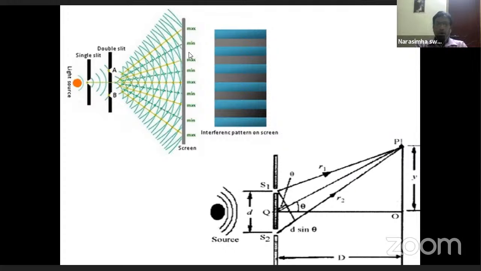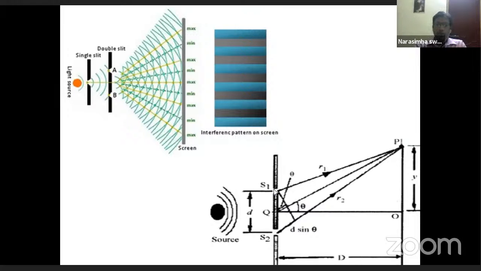So here on the screen, look at this diagram, at a random particular point P. This is the picture of Young's double slit experiment, right? Look at this. This is the source. This is the gap between the two slits, S1 and S2. The gap between them is small d, given over there.